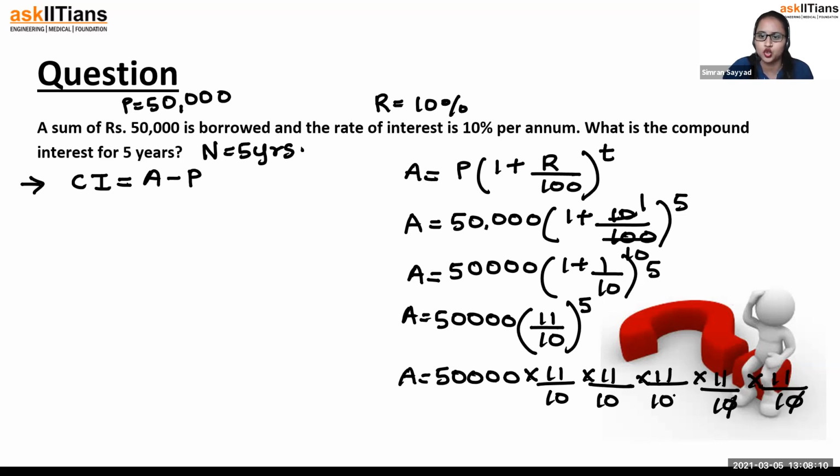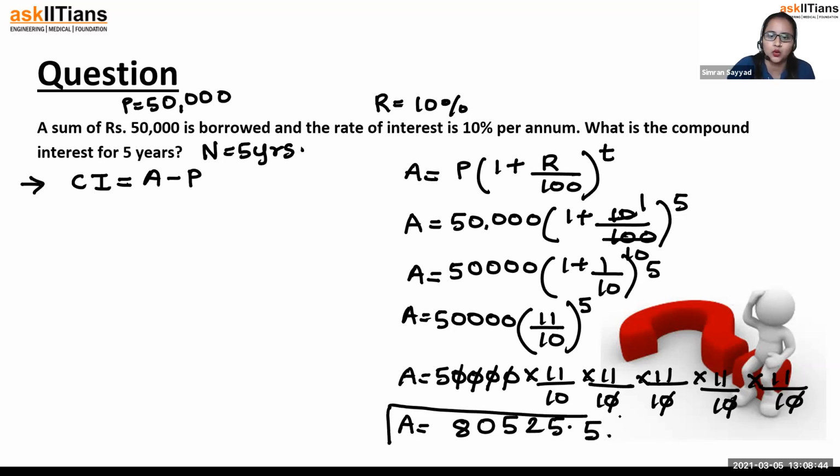So 1, 2, 3, 4, and only one is remaining. So what you will do? You will multiply 11, how many times? 5 times. Then you will multiply it by 5 again and put a decimal. So accordingly, I have calculated, and the value is 80525.5. So this is your amount.